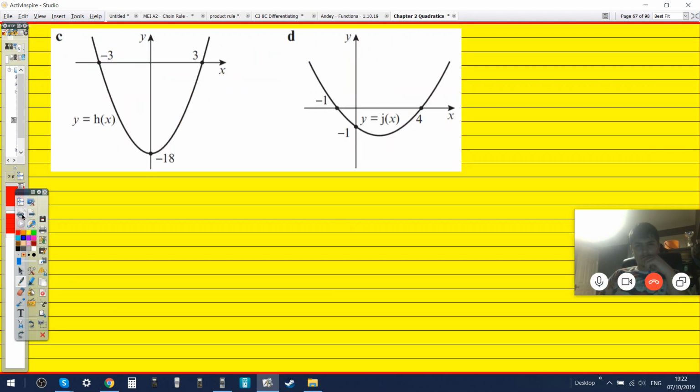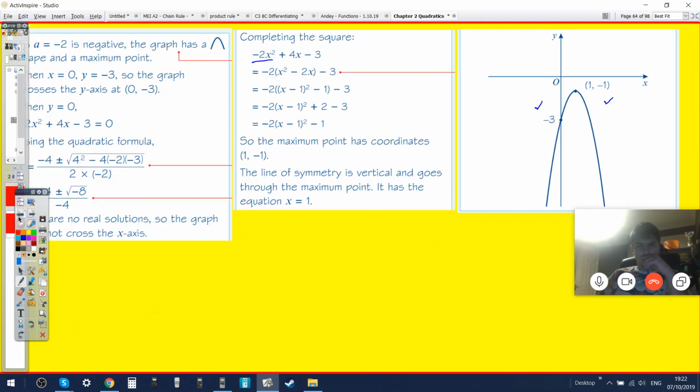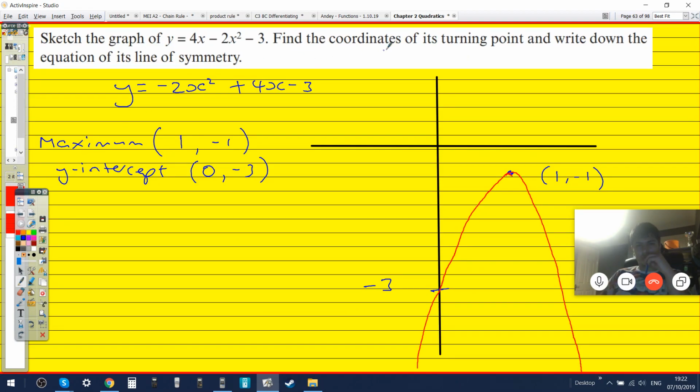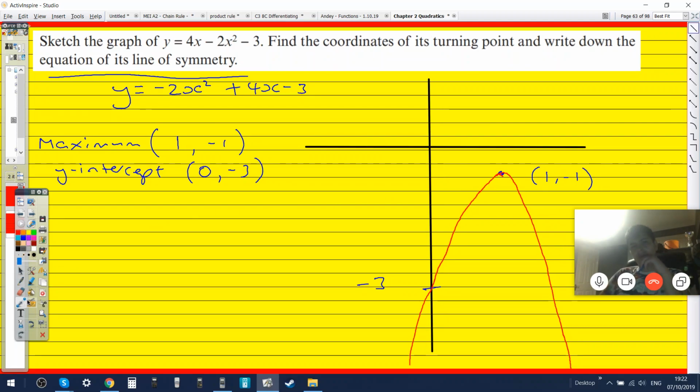There's actually something I accidentally skipped ages ago. This one, write down the equation of the line of symmetry. Any idea what the equation of the line of symmetry is for this? I don't think so. So this is what the line of symmetry will look like. Any idea what its equation is?